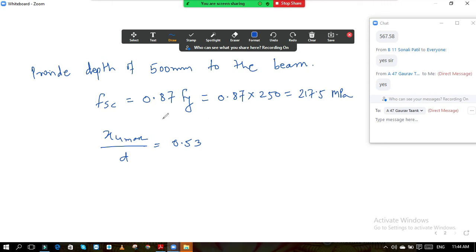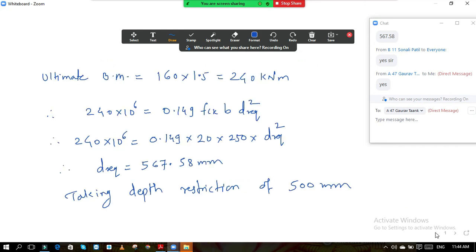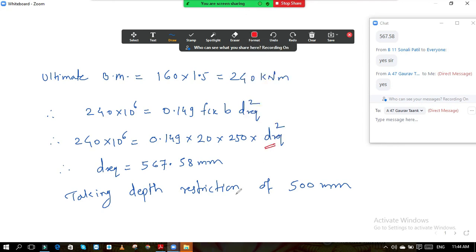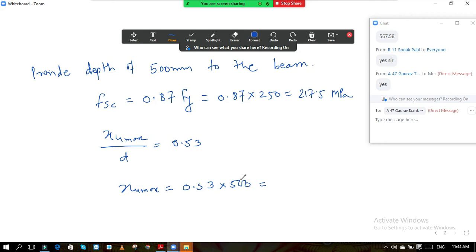So now here Xu max is equal to 0.53 into 500. Now this 500 is our effective depth. Remember this, here in the formula we used small d. So whatever we have provided here is our small d. So now, what is the answer? 265. So this is 265 mm.